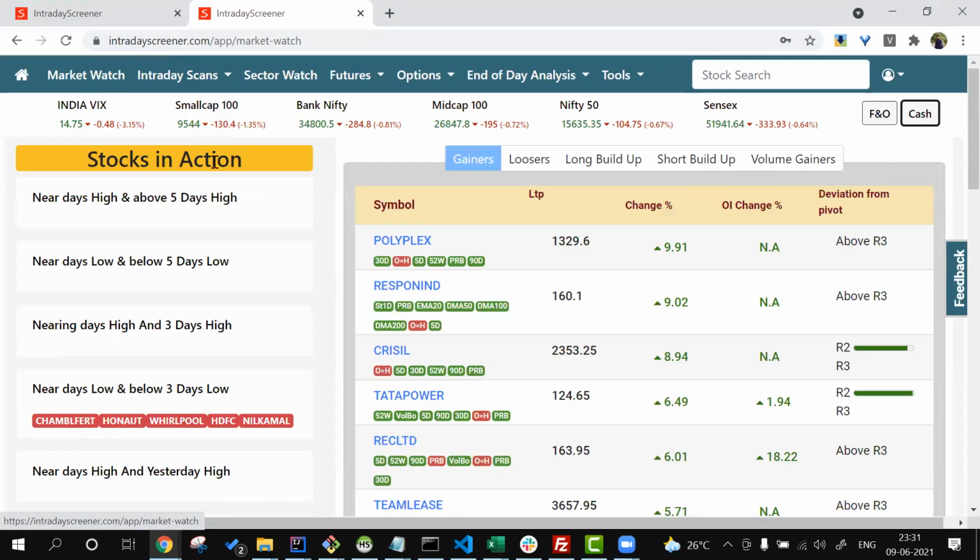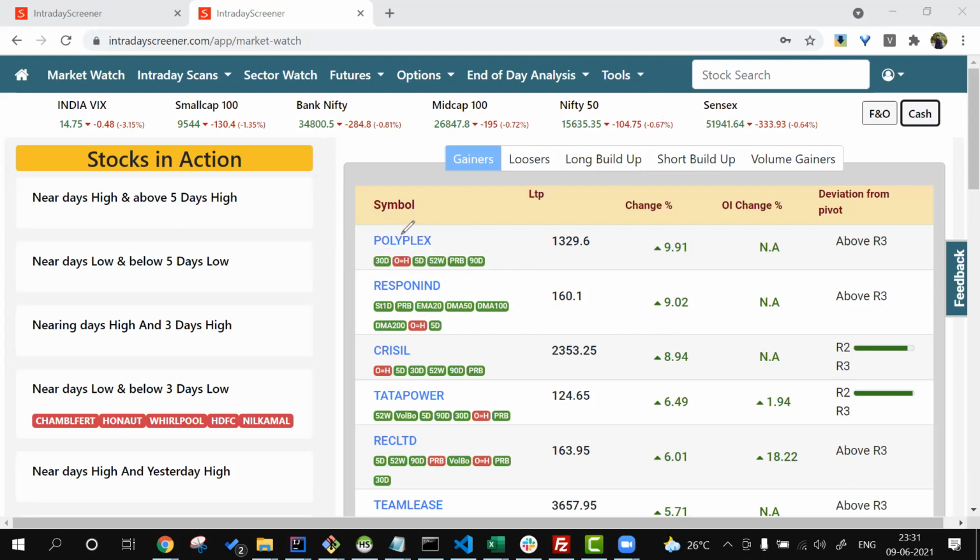The market watch page is again a snapshot, a more detailed snapshot of gainers, losers, long build-up, short build-up, and volume gainers. Here you can take a look at all the stocks and track all the stocks which are gaining, as well as see all the types of breakout seen in those stocks. So these are the alerts. You can see all the alerts that a particular stock is having.